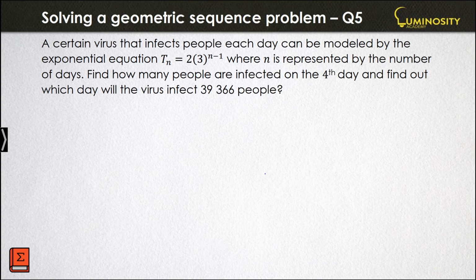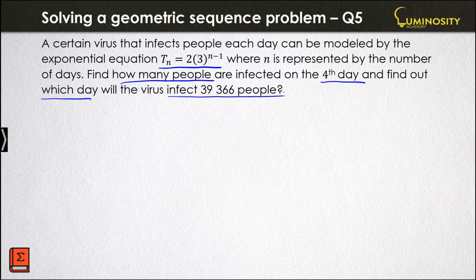So we're given that a certain virus infects people each day, and that this virus can be modeled using this exponential equation, Tn equals 2 times 3 to the power n minus 1, where n is represented by the number of days that have passed. So find how many people are infected on the 4th day, and find out which day the virus will infect 39,366 people. All right, so there's two parts to this question. So first, let's do a little bit of an interpretation.